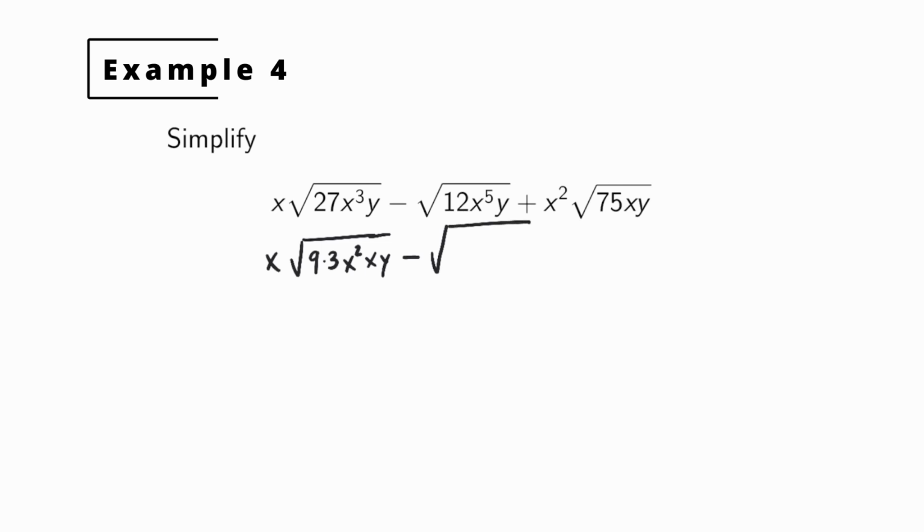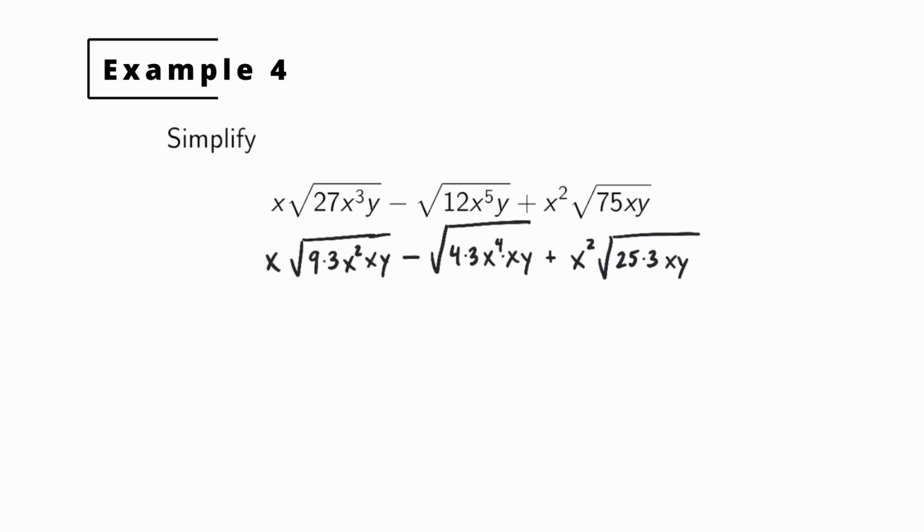For the second term, 12 can be written as 4 times 3. X to the 5th can be written as x to the 4th times x. Again, x to the 4th is a perfect square. And we have that factor of y in there as well. And then for the final term, we have x squared times the square root. So 75 can be written as 25 times 3, and then x times y.